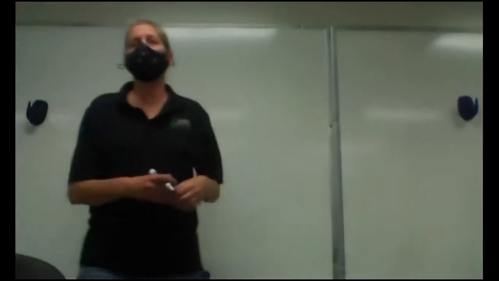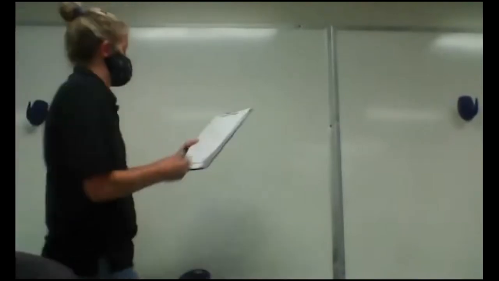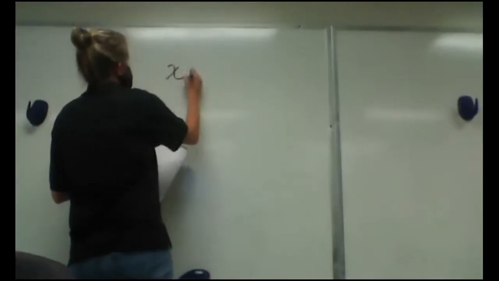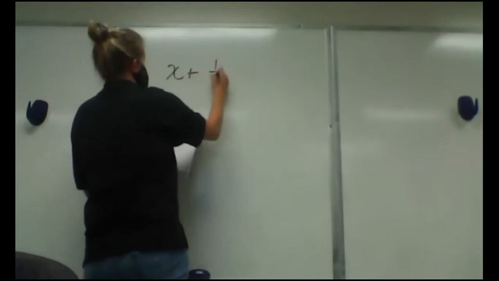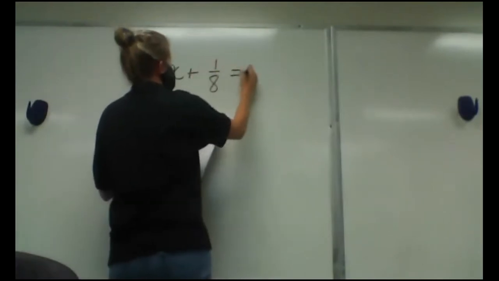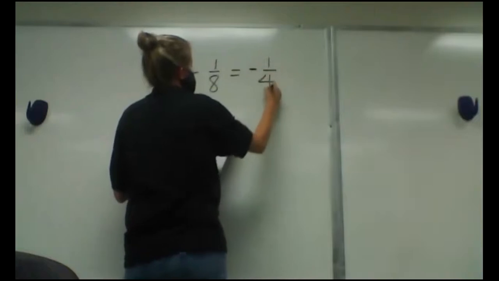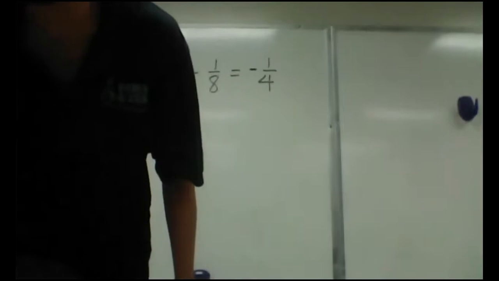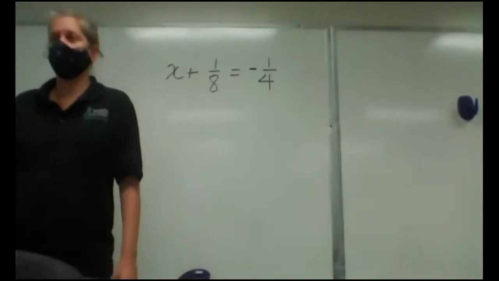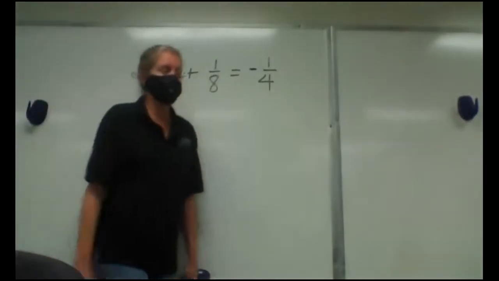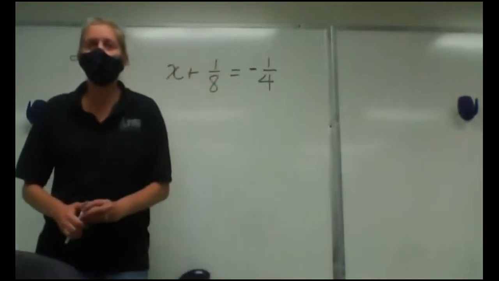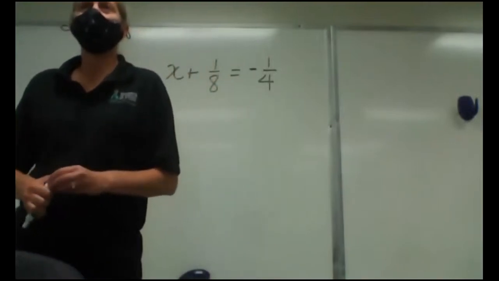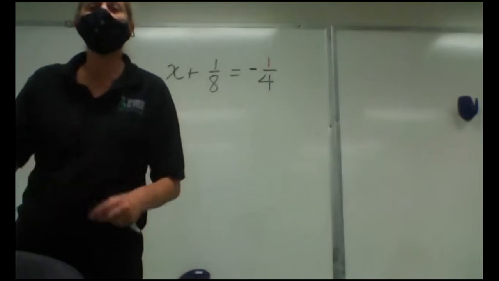All right, let's look at number 5. Number 5 brings up something that we don't like to see. So let's see. Number 5 says x plus 1/8 equals negative 1/4. So what I see that most people don't like to see is fractions, right? That is the time in math where everybody has it as their favorite subject, and then all of a sudden it becomes their worst subject.